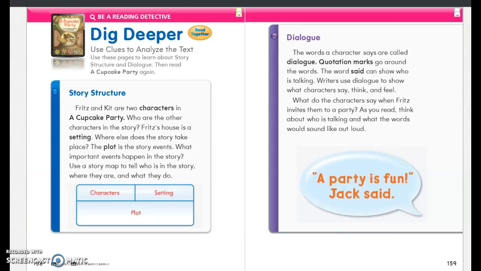So again, during the story, we're looking at who were the characters in the story, what was the setting, where did the story take place, and what were the events, the plot, what were the events that happened in the story.